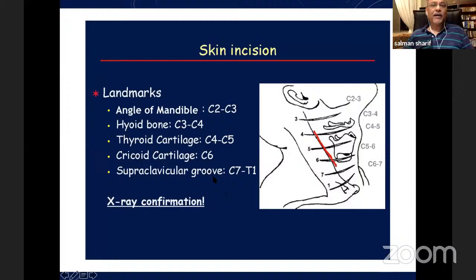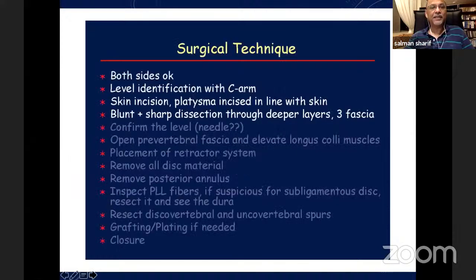Thank you. So this we have already talked about. Angle of mandible is C2-3, hyoid bone is C3-4, thyroid cartilage is C4-5, cricoid is C6, and the supraclavicular groove all the way down here is C7. But we always confirm with X-ray.